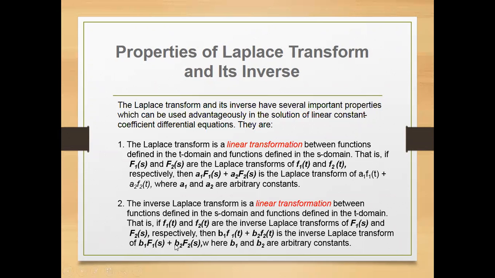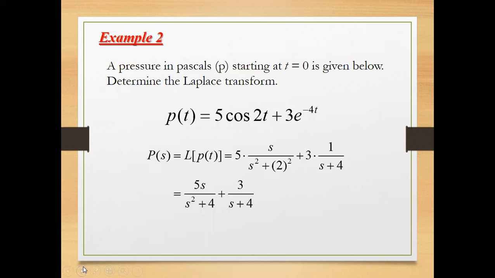And later on, when you have it inverted, to find f sub 1 of t and f sub 2 of t, these same constants are multiplied to the inverses, just like what you did with Laplace transformation. So both are said to be having this linear and inverse linear transformation. Now, let's have the second example.